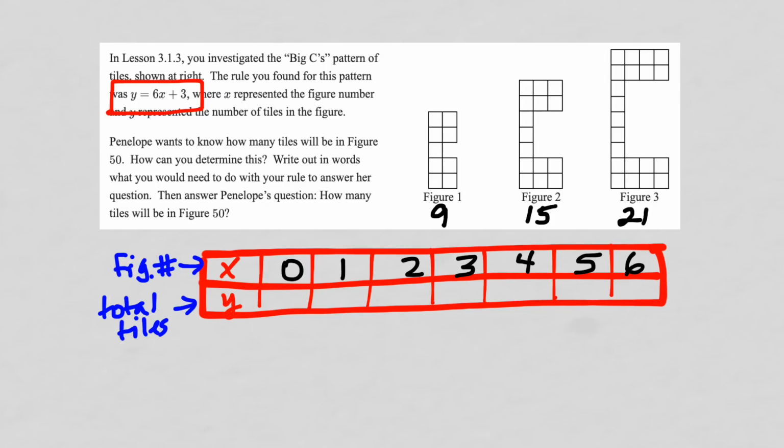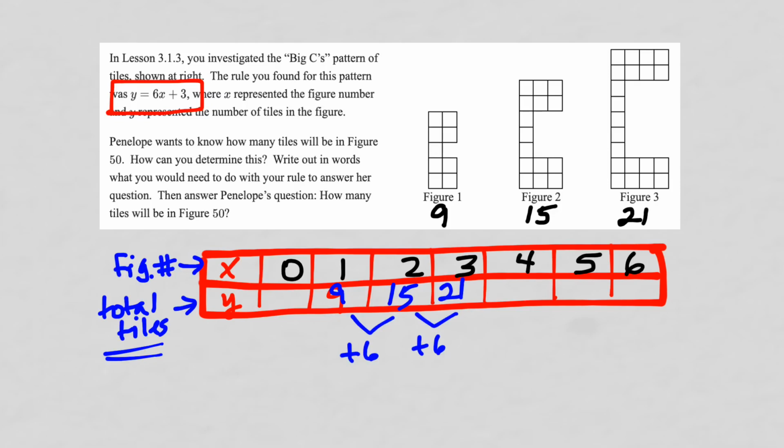Okay, so figure number 1 was 9, so I'm going to put the 9 right down here. I'm going to change color, actually. Let's go to blue. Figure number 2 is 15. Figure number 3 was 21. The rest of these were blank, but what we discovered was that as we move from one to the next with the total tiles, it was growing by 6. It was adding 6 every time.